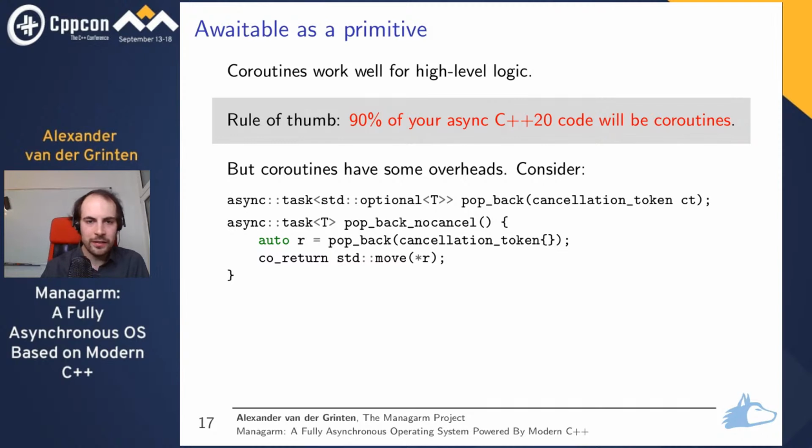And actually, I'm going to cheat because I'm going to assume that I already have a popback operation that can be canceled. And all that I want to do is construct a popback operation that cannot be canceled. My cancelable operation should return an optional T because, in case it is canceled, it just returns nothing. While my non-cancelable operation should return a task T, so an asynchronous result of type T. And how we're going to do that is we have this cancellation token, which somehow controls when the operation is canceled. And we're going to pass a cancellation token that just does nothing to the original function.